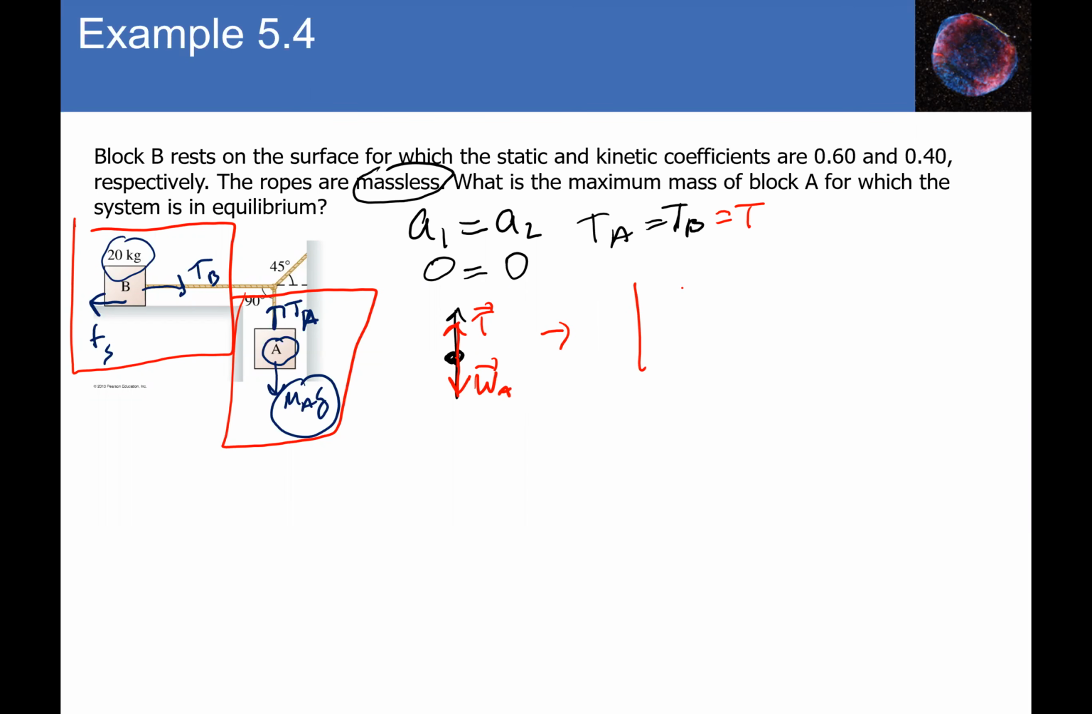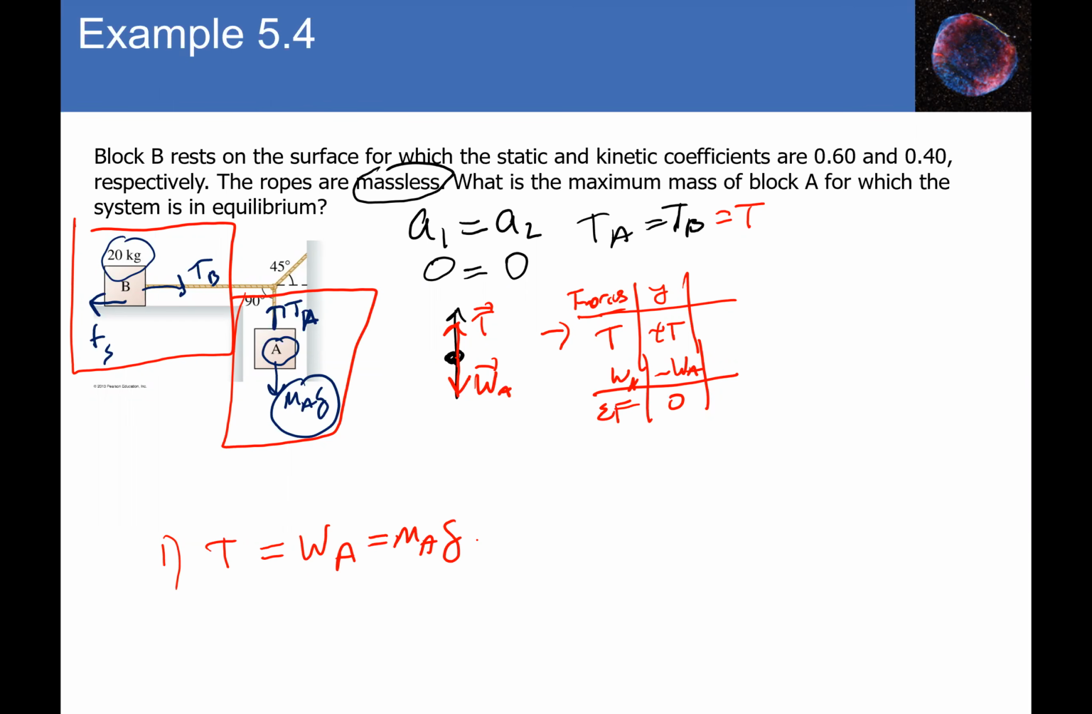All right, so if I put it in a coordinate system, here are my forces in a table. So here's tension, here's weight for A. I can ignore X for this one, just say it in terms of Y. And again, because it's not accelerating, I can just take any direction positive. So I take up positive, so plus T minus weight of A, net force gives me 0. Then this is equation 1, where T equals weight of A. That means it equals MA times G. Tension equals MA times G.